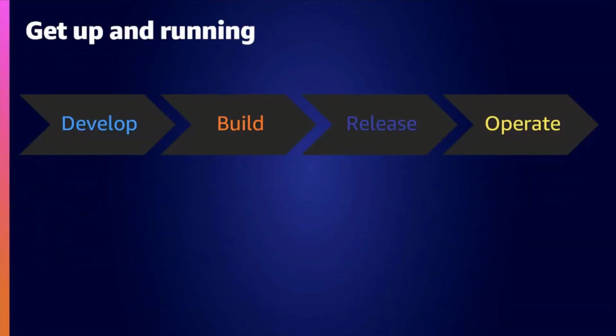So how do you get up and running? This is the basic process that a lot of companies have moved to. You might recognize it as a DevOps process where you develop, you build, you release, and then you're left in this mode of operating. And then, of course, you go back to the beginning. If you have a new feature that you want to add, you develop the feature, you build it into your software, you put it through the release process, and then you, again, continue to operate it, maintain it, make sure that things are healthy.